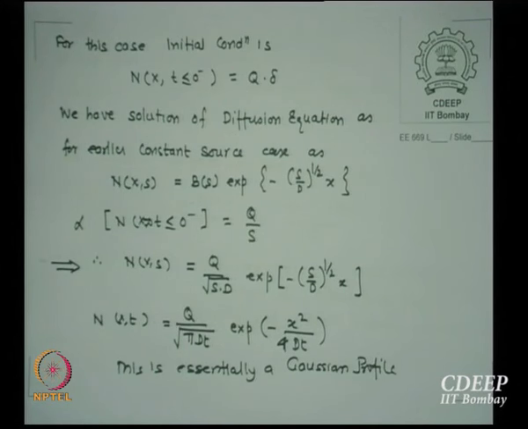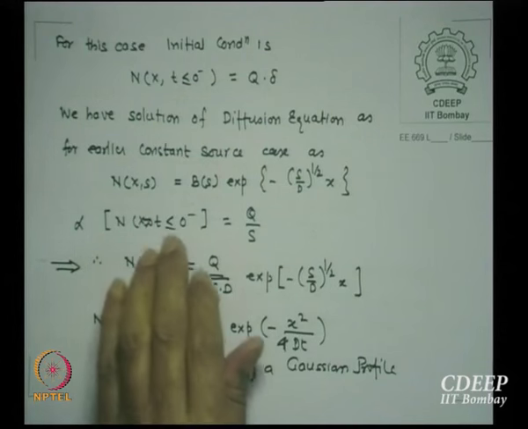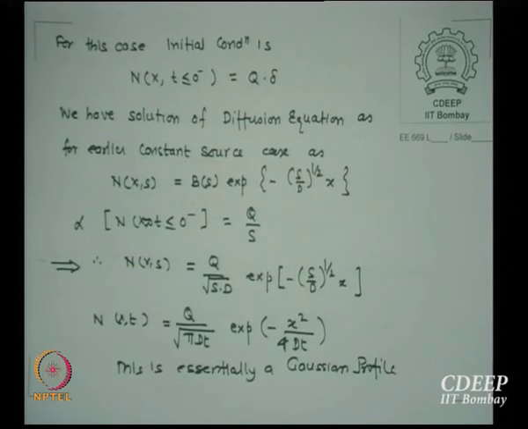If you look at this expression, exponential minus x square by Dt with some pre-exponent, this is Gaussian in nature. This is the standard Gaussian function. Please remember, this is constant because Q has been fixed constant. I have done some diffusion at temperature T for a given time t.